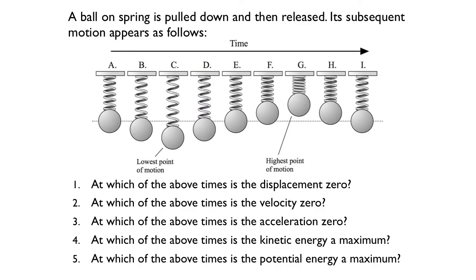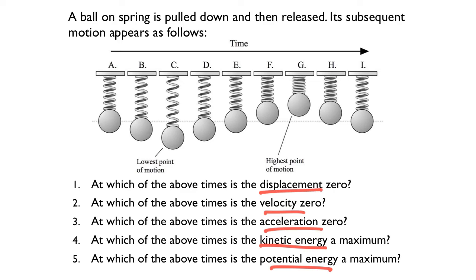Now let's take a look at the details of oscillatory motion, and this is treated in chapter 14. I want to think about the position or the displacement, the velocity, the acceleration, but also kinetic energy and potential energy. And energy is a useful lens through which to view simple harmonic motion.